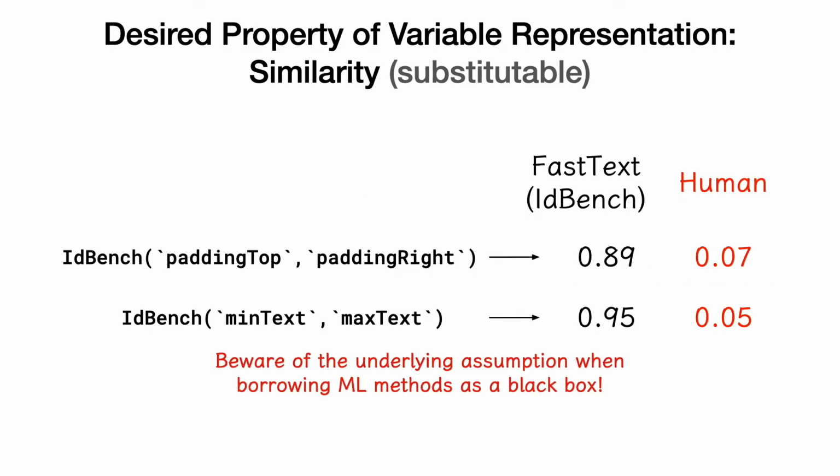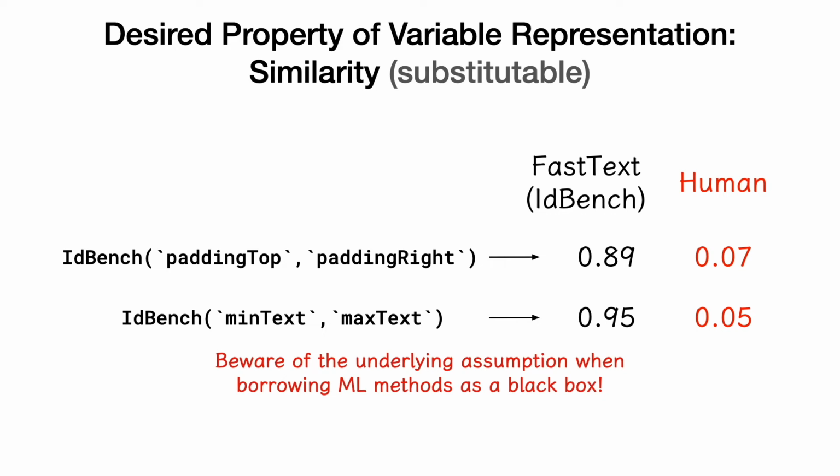However, as you might have guessed, even the state-of-the-art method evaluated in the IDBench paper does not handle similarity very well. In this example, we have two pairs, padding top and padding right, min text and max text. And even the best performing model from IDBench thinks they are similar and kind of substitutable for each other, while humans give scores of 0.07 and 0.05 to indicate that they are not similar at all.